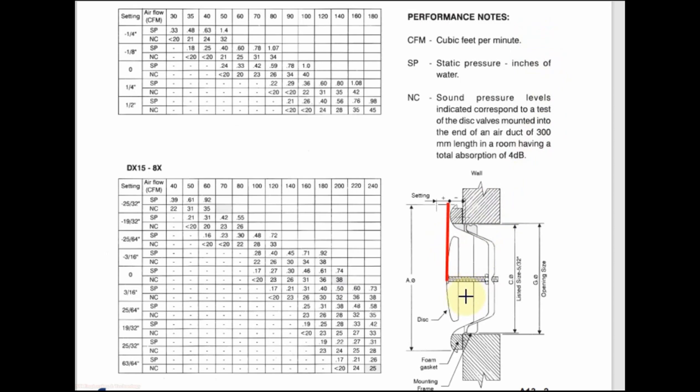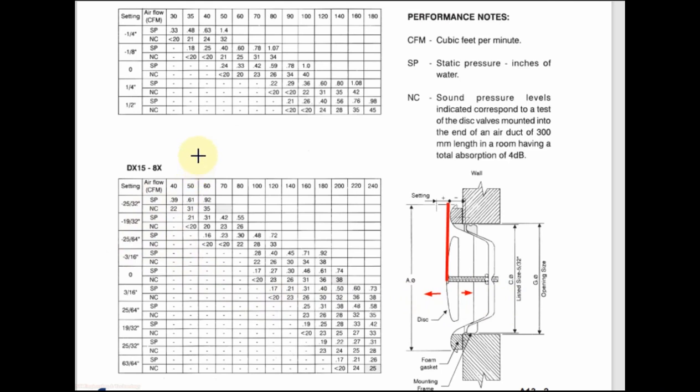If you rotate the disc in such a way that it goes outward, then the airflow will increase and the sound NC value will decrease. If you rotate this disc in such a way that it goes inside, then the airflow will decrease and the sound level will increase.